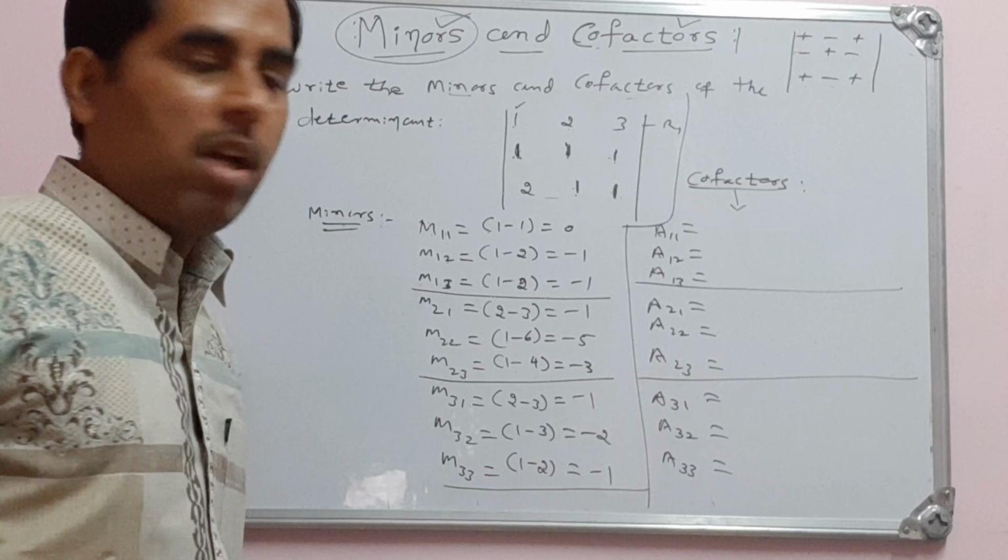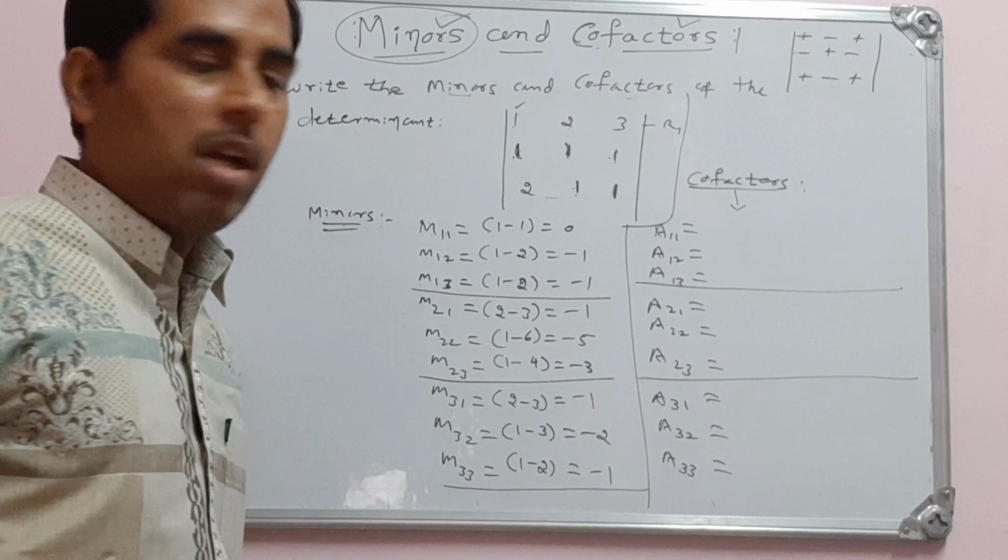See, cofactors means, okay, let me show it here. Cofactors: A11 with a capital letter, A12, A13, then A21, A22, A23, and corresponding to this, A31, A32, then A33. So these three rows. What I have to do for cofactors is attach the signs: plus, minus, plus, then minus, plus, minus, then plus, minus, plus. That's it.